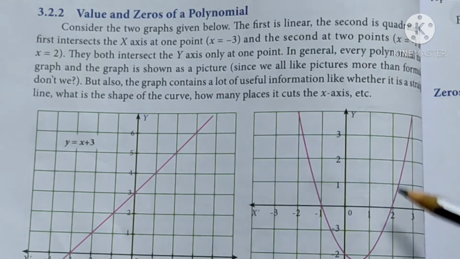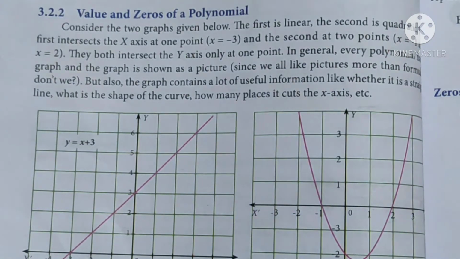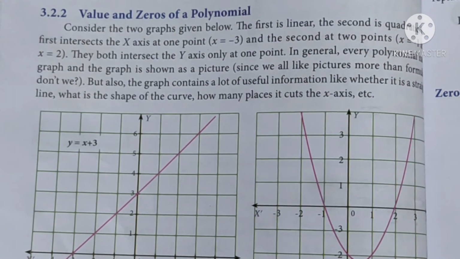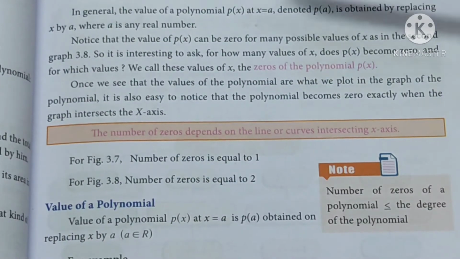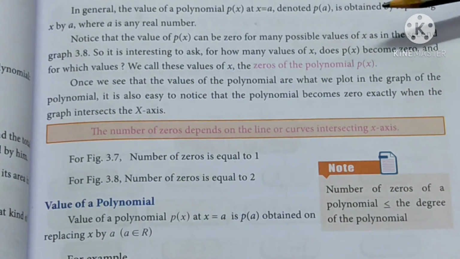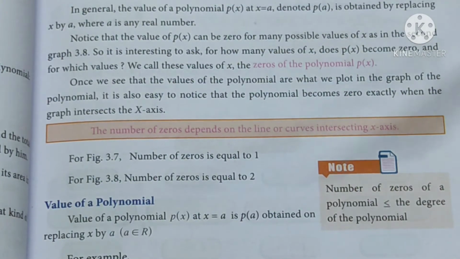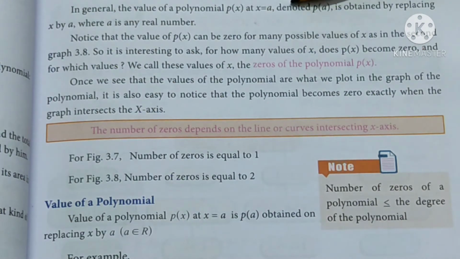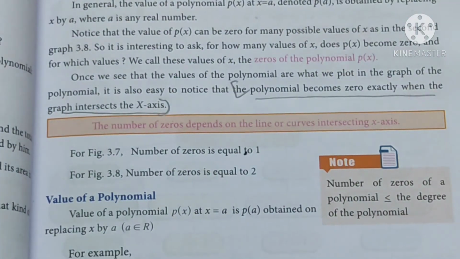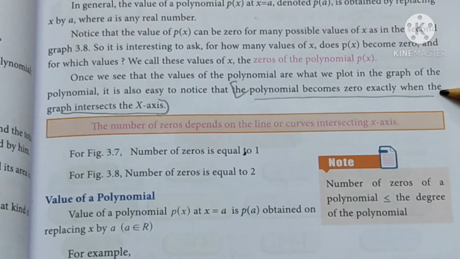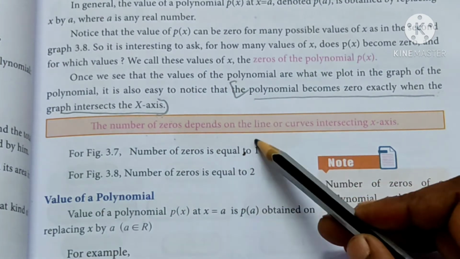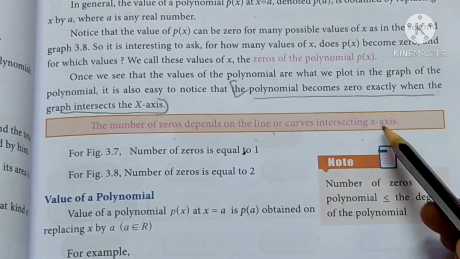Okay, in general, every polynomial has a graph, and the graph is shown as a picture. In general, the value of a polynomial p of x at x equal to a, denoted p of a, is obtained by replacing x by a, where a is any real number. The polynomial becomes 0 exactly when the graph intersects the x-axis. So the number of zeros depends on the line or curve intersecting the x-axis.